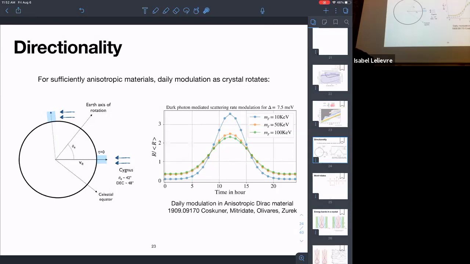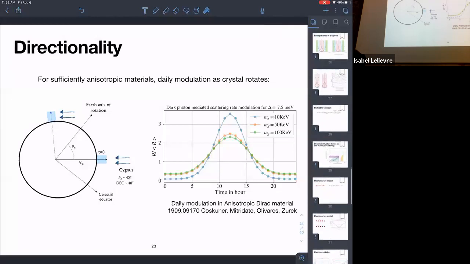Oh, sorry, the molecules also have a large directional detection effect as well. So I should amend that. It's not true just for sub-MeV dark matter. For dark matter-electron scattering, sub-MeV dark matter, it's been looked at for Dirac materials. For MeV to GeV, it's been looked at for these molecules, which can be very anisotropic. So there's a large modulation there.